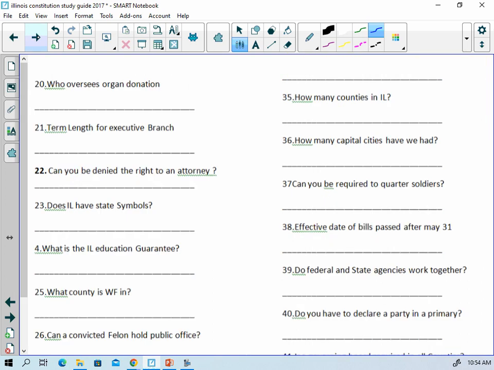Number 20, who oversees organ donation? Secretary of State. So if you're looking for his name, I only need the names on the matching. I will need the job title for the rest of it. What's the term length for the executive branch? Lots of terms on this. It's 4 years. Again, that will be the one that you need to spend some time on.